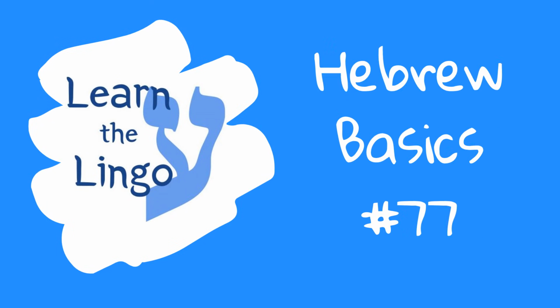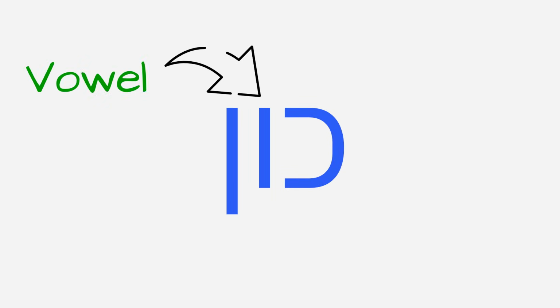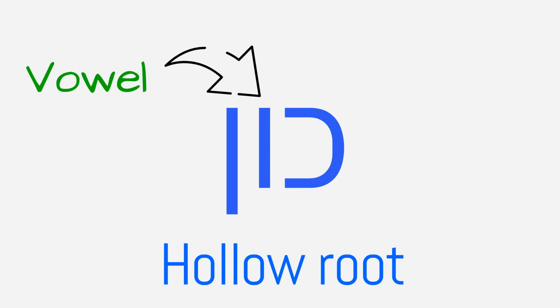Welcome to Lesson 77 of Hebrew Basics, a series where we learn the essentials of Hebrew grammar. Today, we're going to learn a new root, Kaf Vav Nun. The Vav in the middle of the root acts as a vowel, not as a consonant that says V. That makes what we call a hollow root, since its middle letter doesn't act as a consonant.